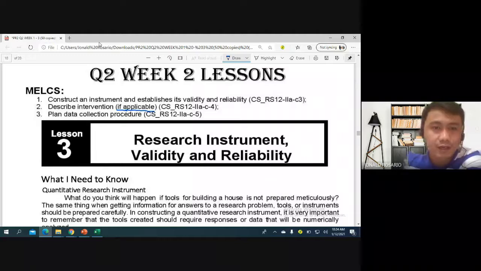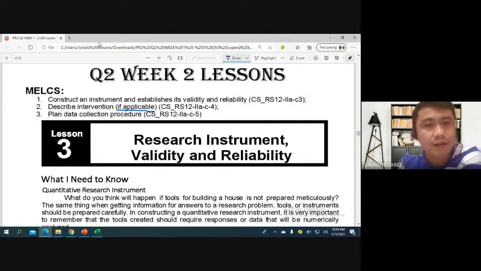Sir, bakit may word na if applicable? Kasi hindi lahat ng mga studies natin ay nangangailangan ng intervention. Kailan natin kailangan ng intervention, sir? Kailangan natin ng intervention if the design of our study is experimental, yung quasi tsaka yung true experimental. That's the time we need this intervention or we will describe the intervention. Okay, next, plan data collection procedure.